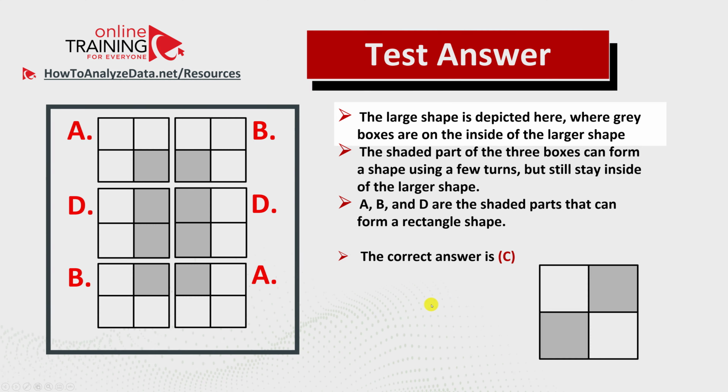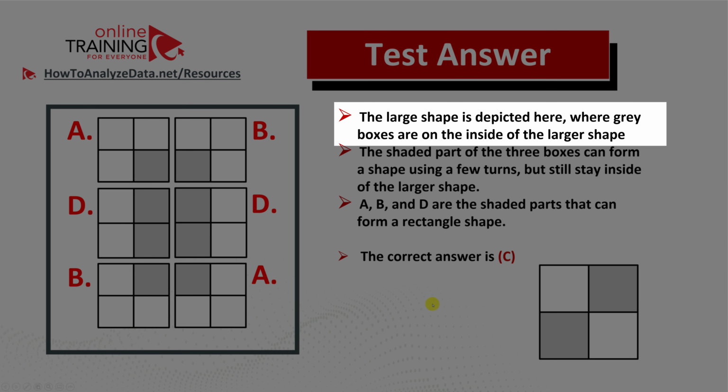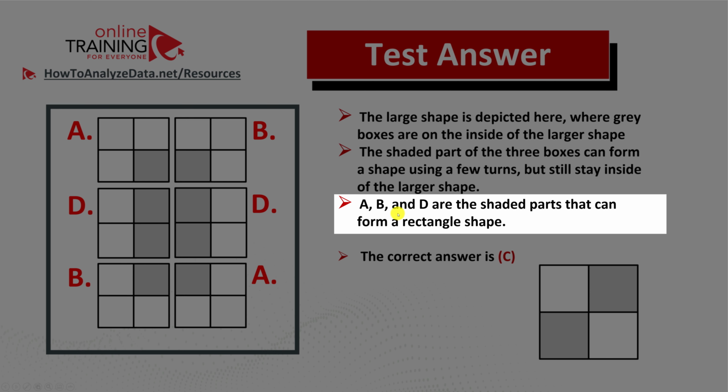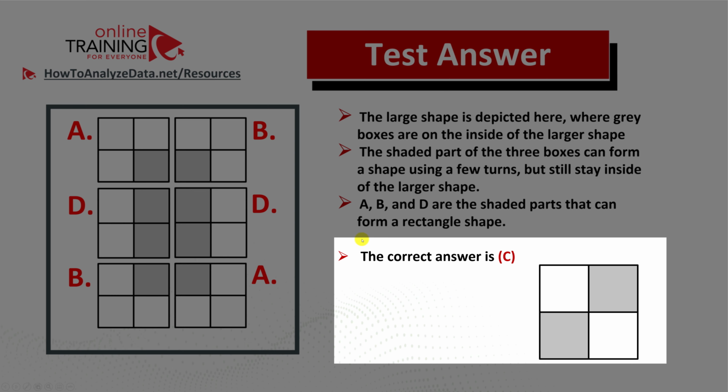Let's recap. The large shape is depicted right here, where gray boxes are on the inside and the white boxes are on the outside of the larger shape. The shaded part of 3 boxes can form a shape using few turns, but still stay inside the larger shape. This is why choices A, B, and D are valid choices, and choice C is the correct choice, and this is the one you should be selecting.